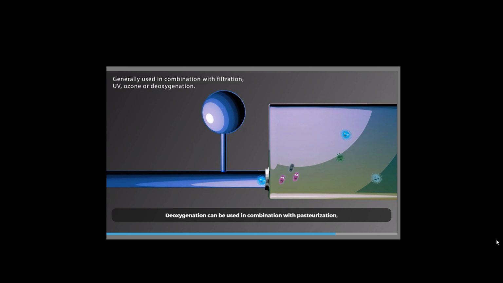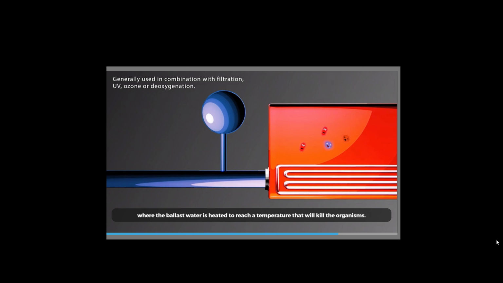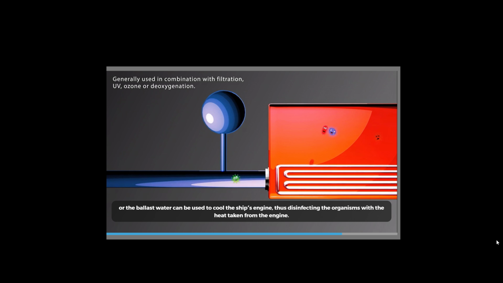Deoxygenation can be used in combination with pasteurization, where the ballast water is heated to reach a temperature that will kill the organisms. A separate heating system can be used to heat the ballast water in the tanks, or the ballast water can be used to cool the ship's engine, thus disinfecting the organisms with the heat taken from the engine.